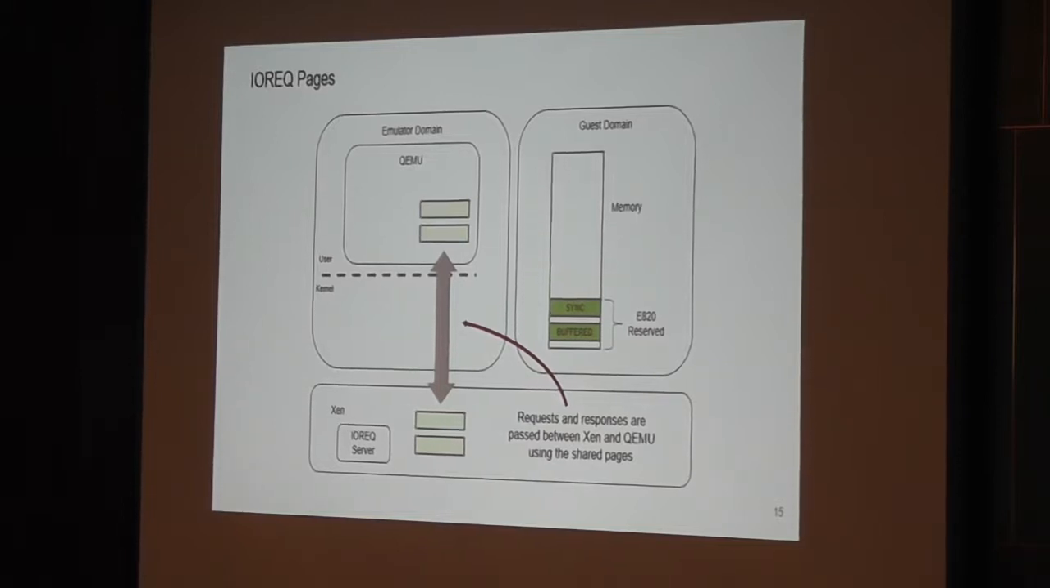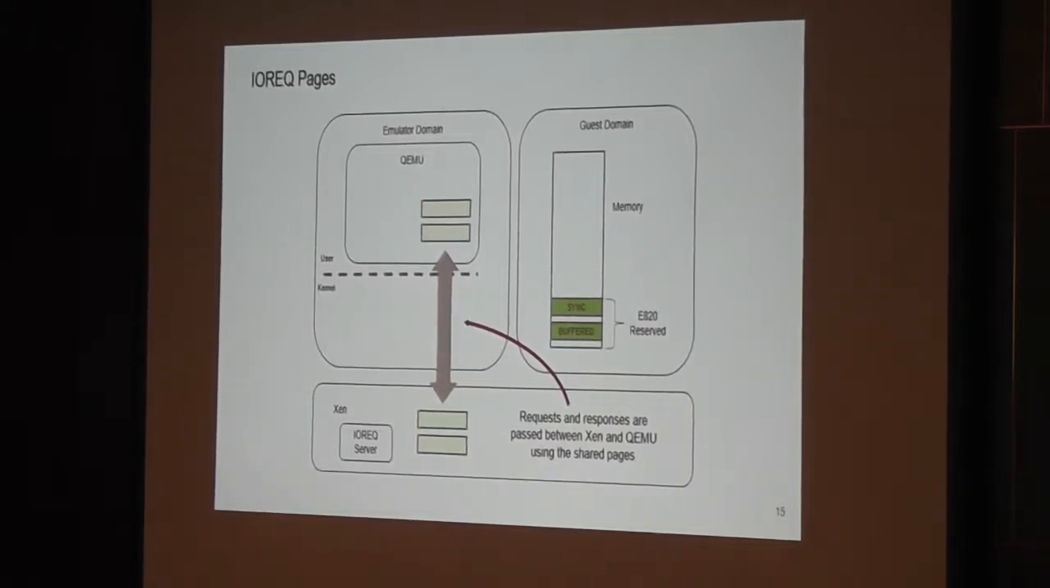So now the protocol can start operation. IOREQs are passed by Xen up to QEMU, handled by QEMU there, the emulation has completed, the information is passed back to Xen, and that's fed back to the guest.